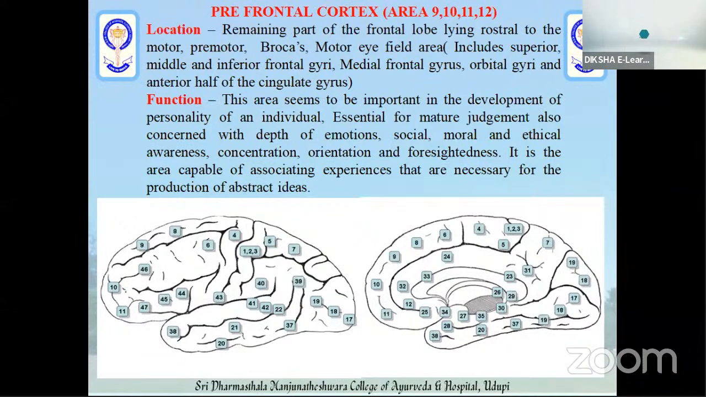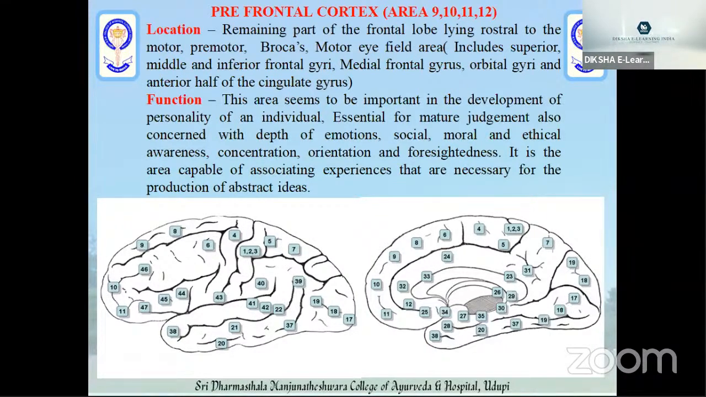Now, what is the function of this prefrontal cortex? This area seems to be important in the development of the personality of the individual. It is essential for mature judgment, and also concerned with the depth of emotions, and social as well as moral and ethical awareness. Concentration, orientation, and foresightedness are also concerned with the prefrontal cortex. It is the area capable of associating experiences that are necessary for the production of abstract ideas.